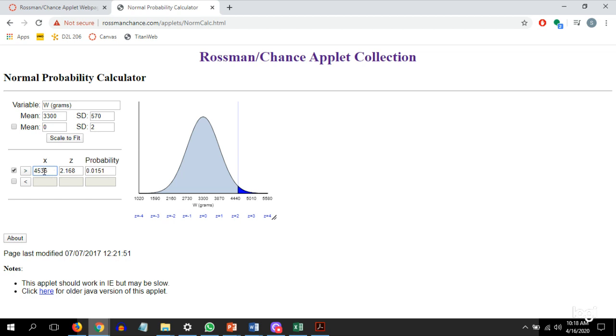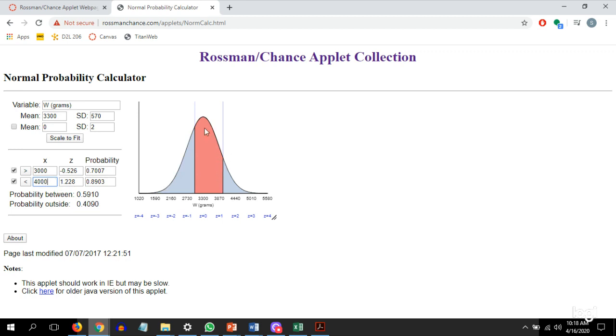Now I want to find the proportion of baby weights that are greater than 3,000 and less than 4,000. So you have to be careful of your notation here. I want my weight to be greater than 3,000. That's my picture there, and I also want the area less than 4,000. Okay, and here it is.